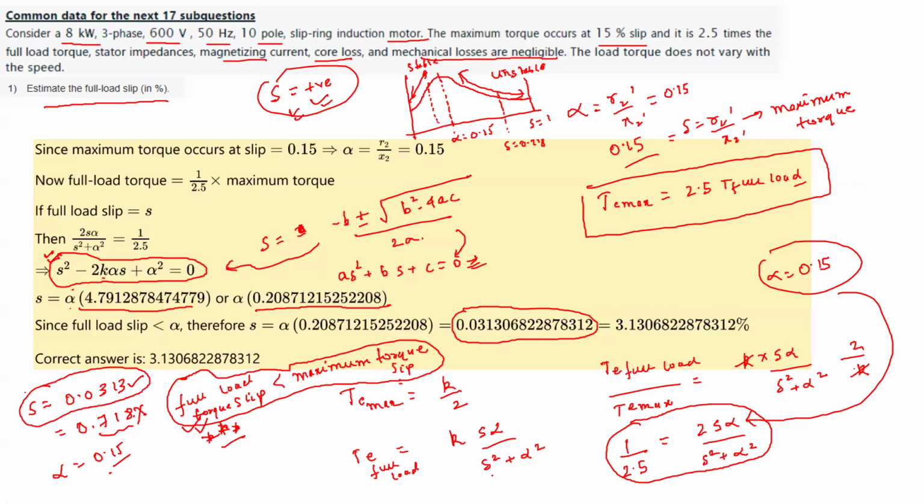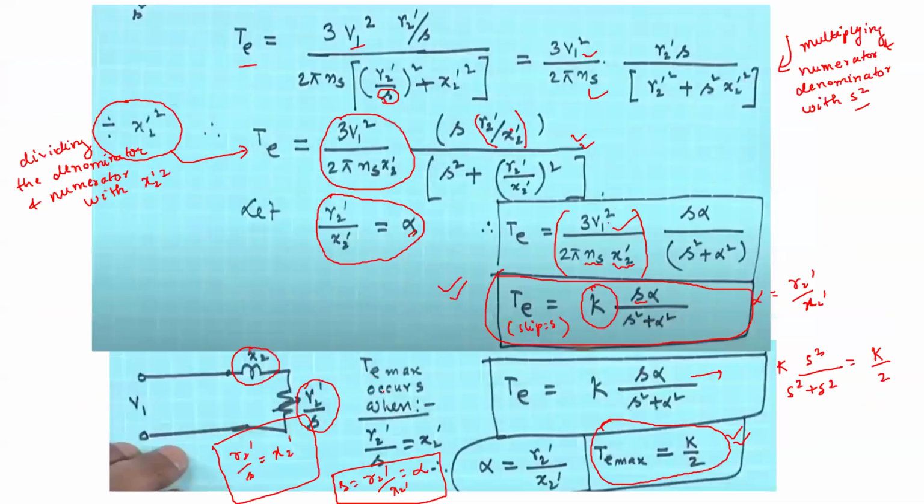For solving the questions, you just need to remember this: torque is equal to k times s alpha divided by s² plus alpha², where k is this value. You can remember this because sometimes they may ask you to calculate the torque directly, but they will generally not ask questions like that. You may need to use this equation in this form only. For this whole assignment, you just need to remember this expression. I'll just say that you have to remember this one.